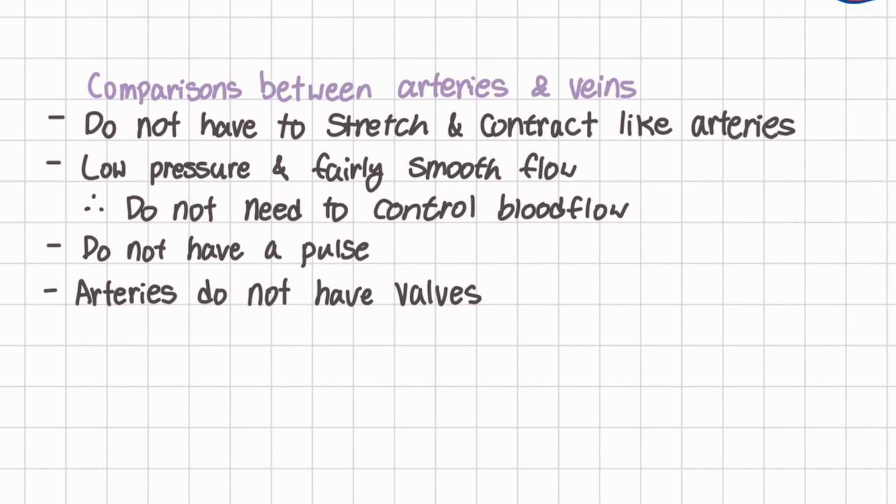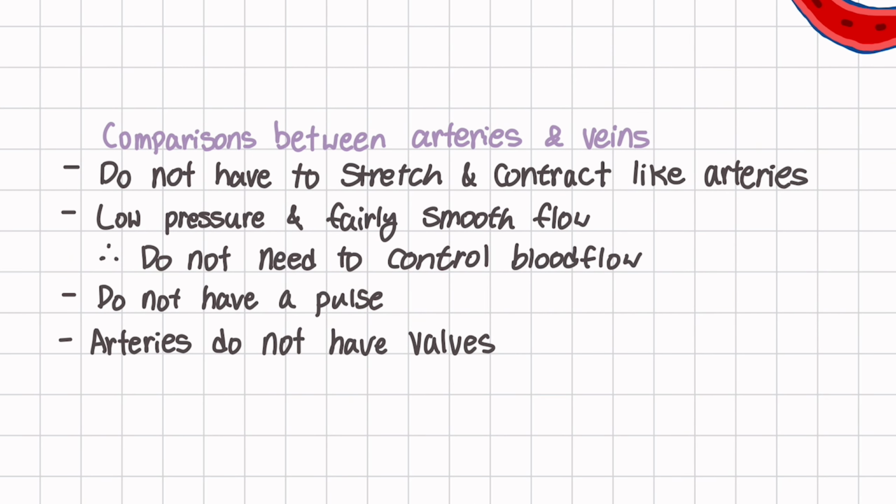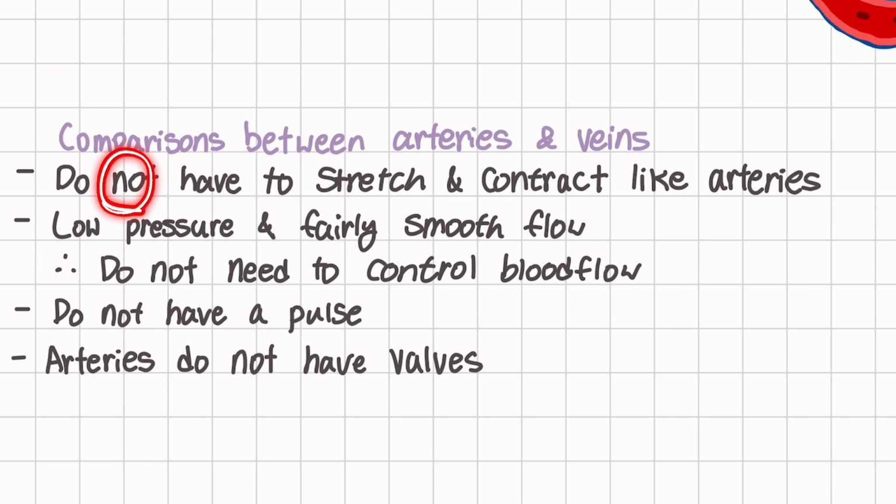Let's talk about the comparisons between arteries and veins. First of all, veins do not have to contract and stretch like arteries, because by the time blood has passed through the capillaries and entered the veins, the pressure that was initially exerted upon it by the heart contractions has already diminished. Therefore, it works in a low pressure condition and it has a fairly smooth flow, so it doesn't need to contract or stretch. And therefore, it also does not have to control blood flow.